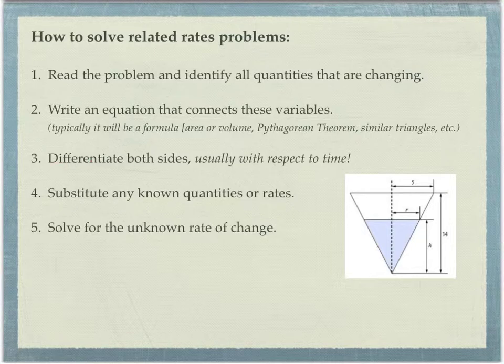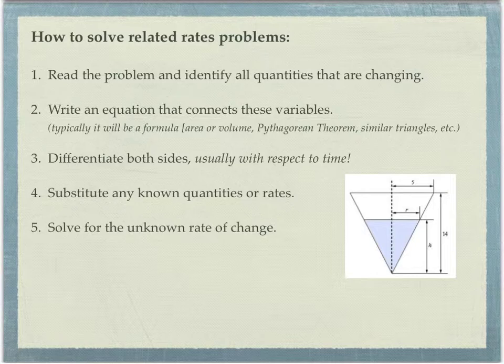Next, we want to differentiate both sides because that's going to tell us something about the rate. Almost always this will be with respect to time, as we'll see. And of course, what might happen when we do that is we'll have to use that implicit differentiation that we studied about last chapter. Number 4, substitute any known quantities or rates. So the problem might tell you that at a certain time this was going at a certain rate, or the length of this particular side was so and so. So we'll know some of those specific things.